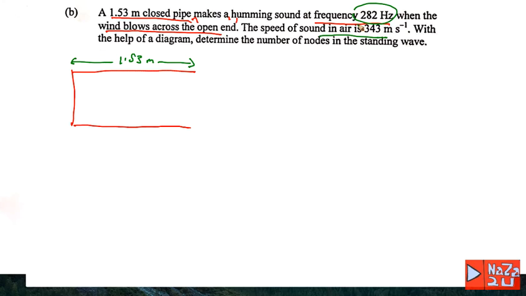So now to calculate the number of nodes here, first you must know what the fundamental frequency, or f naught, is. This is a closed pipe, meaning the fundamental frequency f naught is given by the equation speed of sound divided by 4L, where L is the length of the pipe. The speed of sound here is 343 and L here is 1.53. Using the calculator, the fundamental frequency is 56.05 Hz.